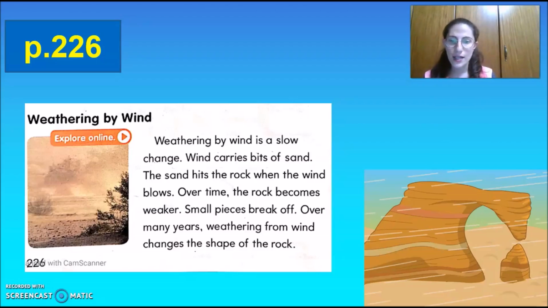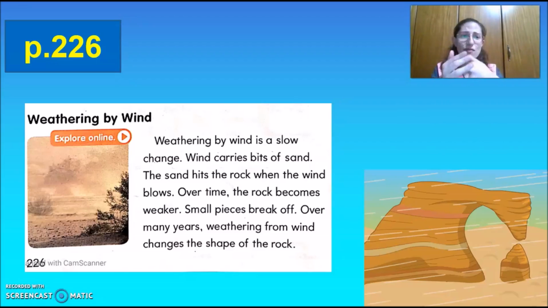Let's check and see. They're telling us that the wind carries bits of sand. The sand hits the rock, okay? When it hits the rock day after day, year after year, the rock becomes weaker and it starts to break down into smaller pieces. Over many years, what happens? Weathering from wind changes the shape of the rock.